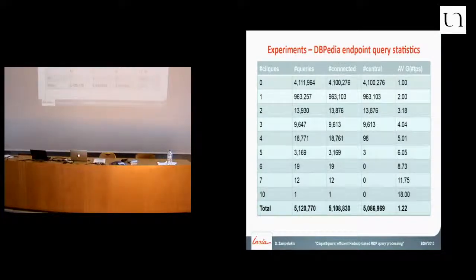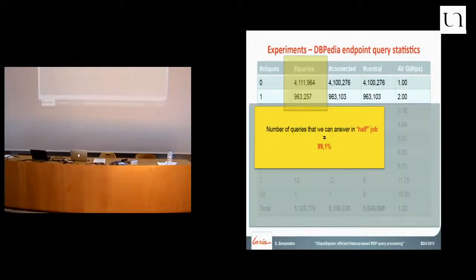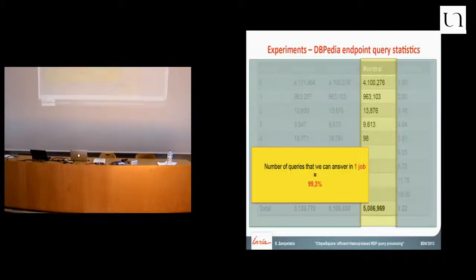Here are the statistics for the queries that I told you were collected from the DBpedia endpoint and correspond to real-world queries. As we said, the number of queries that we can answer in one job corresponds to 99.1%, and in half a job to 99.1%, and in one job to 99.3%.